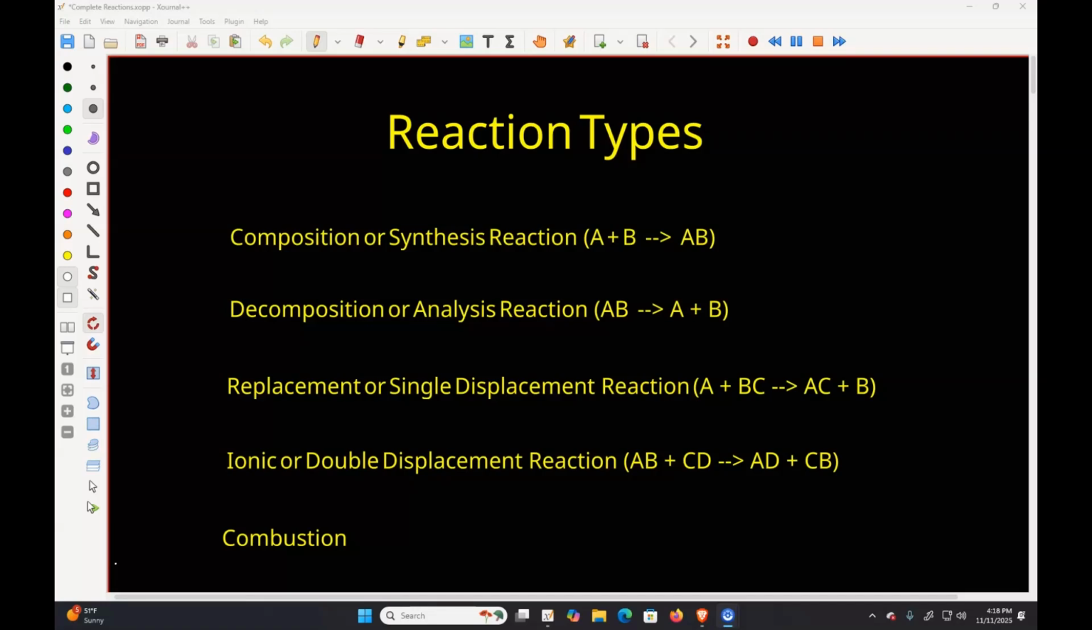We'll walk through 5 major types of reactions that you must know: composition, also known as synthesis, decomposition, single replacement, double replacement, and combustion. I'll show you how each reaction works, what clues to look for, and how to complete the products correctly. By the end of this video, you'll be able to look at a reactant pair and immediately predict what's going to happen.